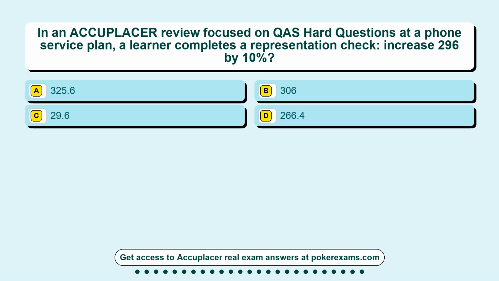Question 9. In an ACCUPLACER review focused on QAS hard questions at a phone service plan, a learner completes a representation check. Increase 296 by 10%.